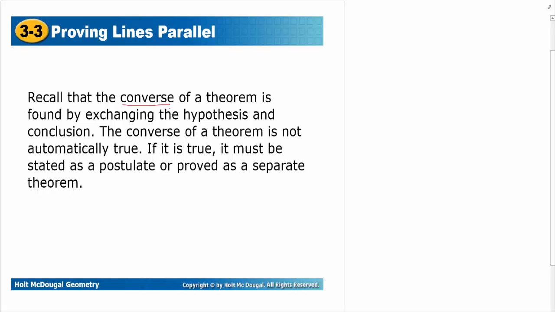And again, if we have a postulate and we write its converse and it's still true and it makes sense, then we can say it's the converse of that postulate, so we can call it a postulate. If it's a theorem and we write the converse, then the converse would also be a theorem. We'll have to prove it. You'll see that as we go through these.